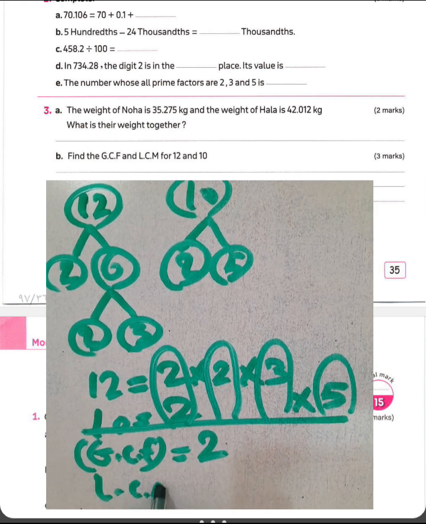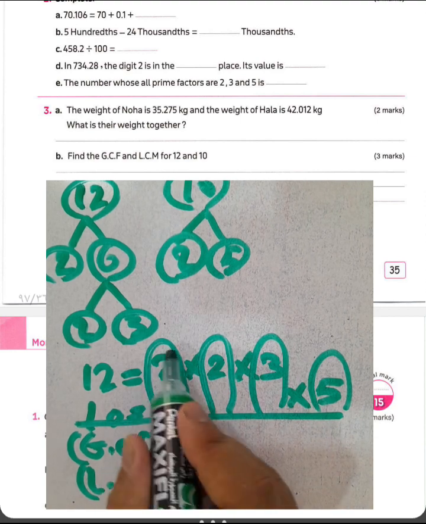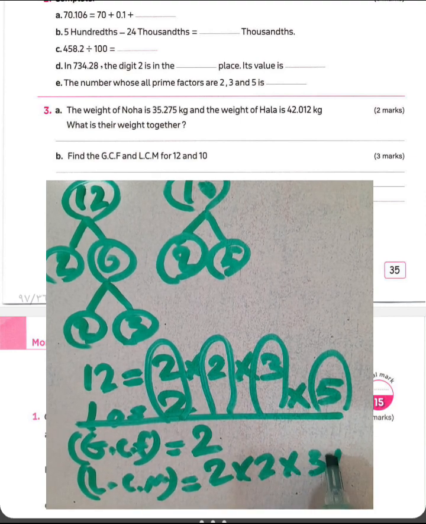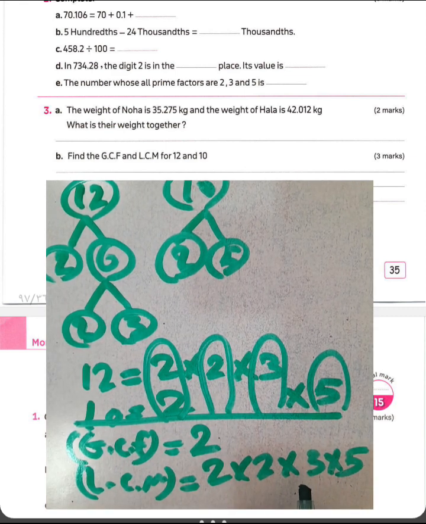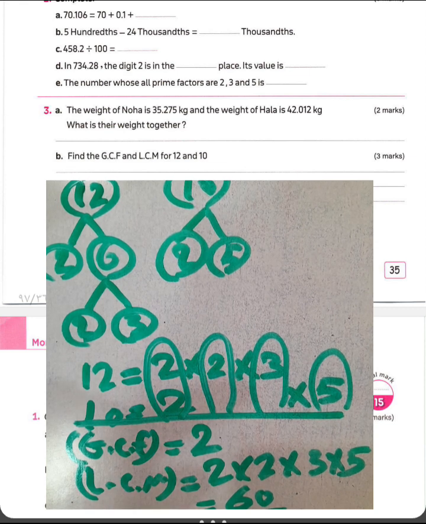But for the least common multiple, the difference is that we write one digit from each closed curve, right? 2 times 2 times 3 times 5. 2 times 2 is 4, 4 times 3 equals 12, 12 times 5 equals 60. Then the least common multiple between the two numbers here will be what? It will be 60.